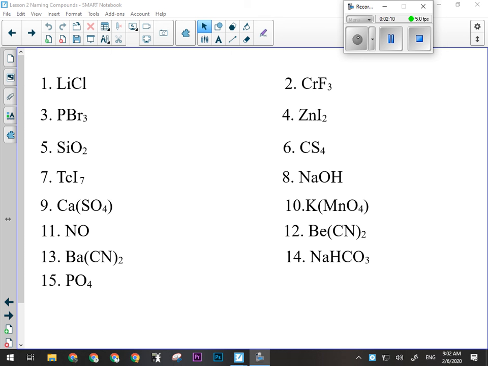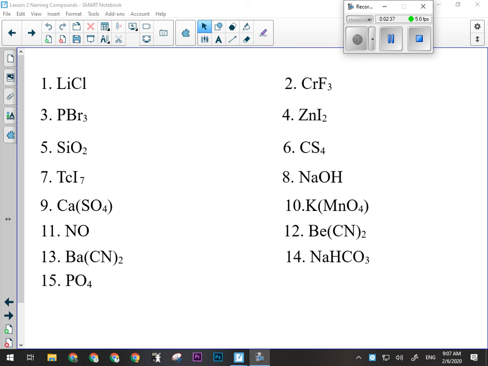How do you know if you need to use a Roman numeral? What will it look like on your periodic table? The metal will have two possible charges. So always look for that. If you're looking at a metal that has more than one possible charge, then you have to use a Roman numeral. So make sure you're always looking at your periodic table when you're writing out the names.